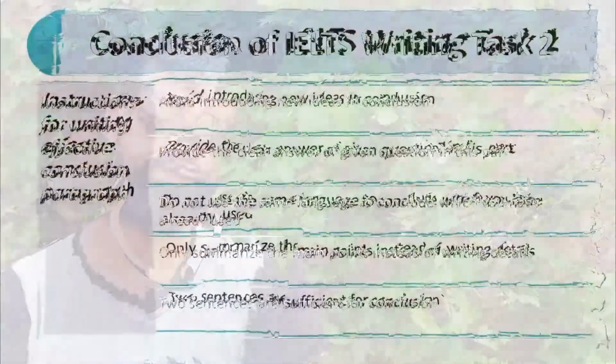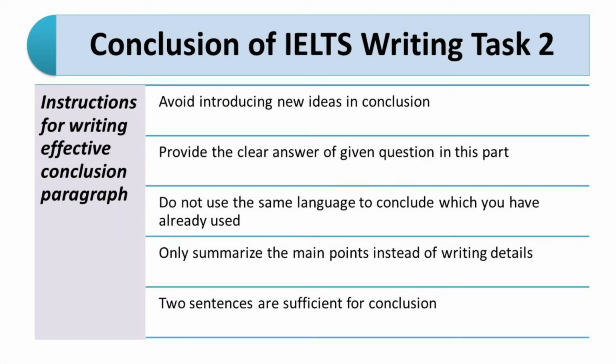Now let's move on towards writing the conclusion. This is the last part of your writing task 2 response. There are certain things that you need to be careful about when you are writing it. For details, have a look at this picture. In this picture, you can see that there are certain things that you should avoid when you are writing your conclusion. First of all, you don't need to give any new idea in the conclusion. In conclusion, you are expected to summarize only those ideas that you have already given.